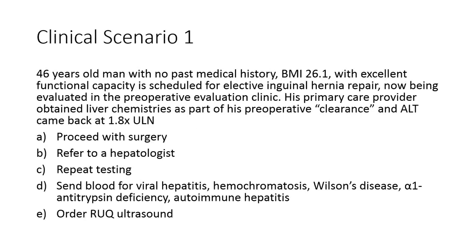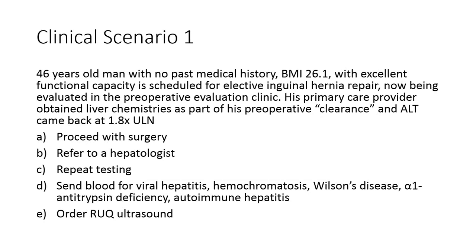And we'll start with a question. This is a 46-year-old man who has no past medical history, more or less normal BMI with excellent functional capacity, scheduled for elective inguinal hernia repair, evaluated in the preoperative evaluation clinic. His primary care provider decided to obtain liver chemistries as part of preoperative clearance, and ALT came back at almost 2 times upper limits of normal. So what would you do?